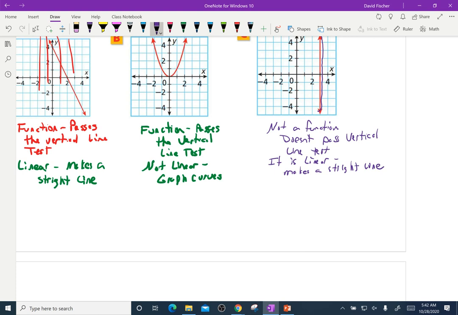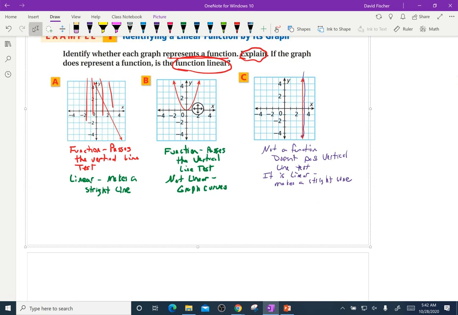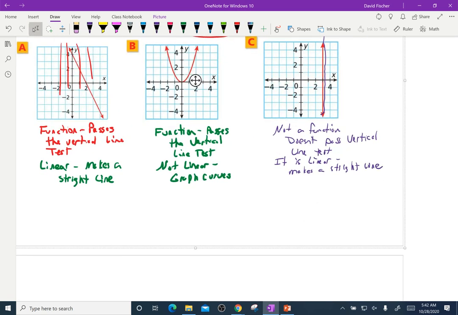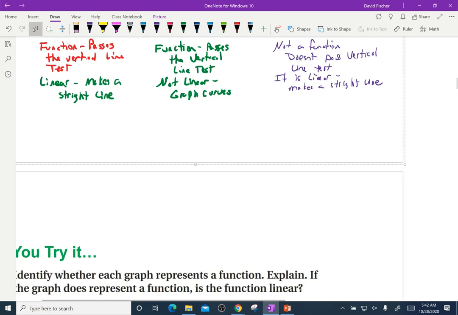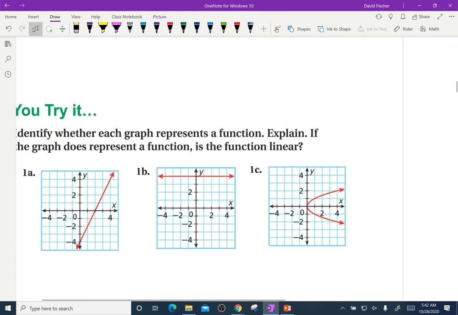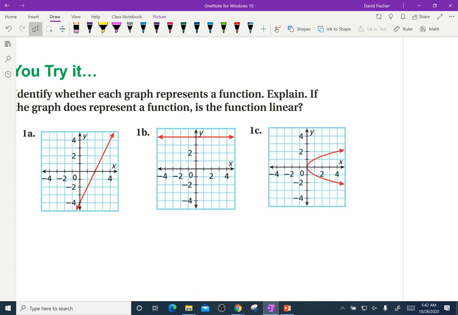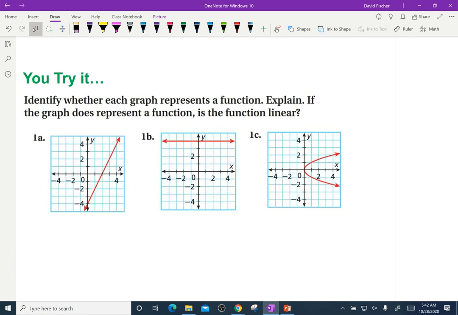All right. I know you have to write kind of small to get all that in there, but you can do it. Work on writing small and neat. That's not very neat on my part here, is it? All right, so here's the you try it. Pause your video and do these real quick, and then I got my answers on the next page.